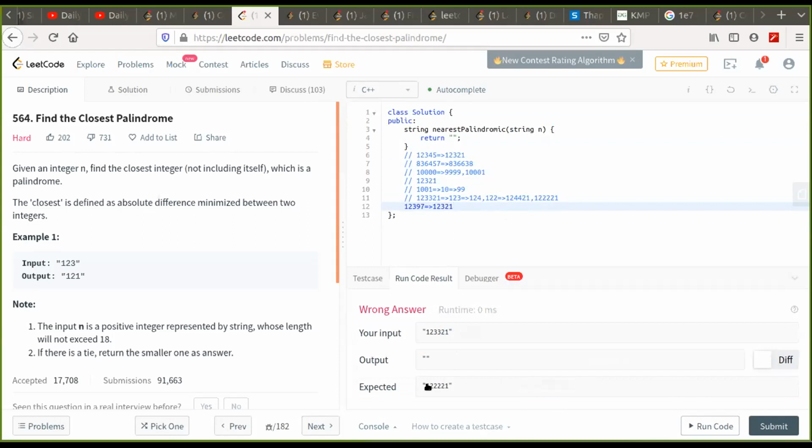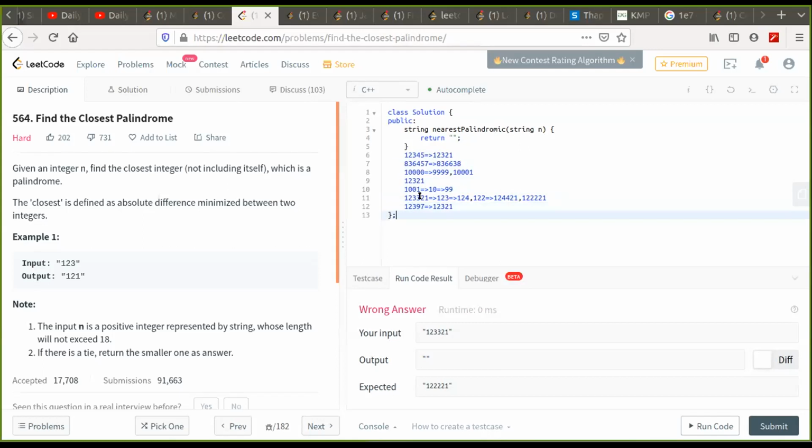So you see here, the expected result is 1 2 2 2 2 1. It might be because the difference between 1 2 2 2 2 1 and this number is smaller than this and this.